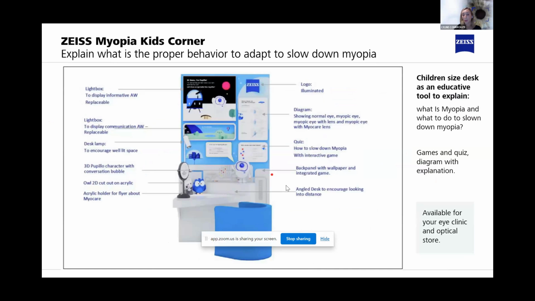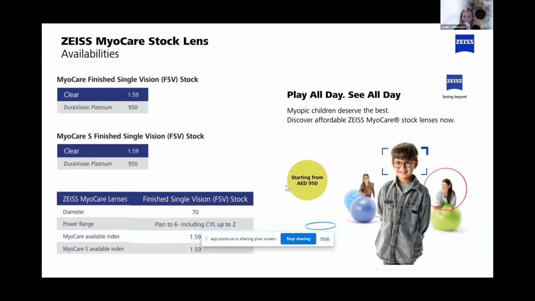We are launching just right now for VP Expo and Optoverse a new tool, which is a children's size desk. On this children's size desk, we are explaining what myopia is. You have games and quizzes, and a diagram of a myopic eye. The idea here is really to give you a support to explain what myopia is to the parents, because we know that behavior has a big impact on it.